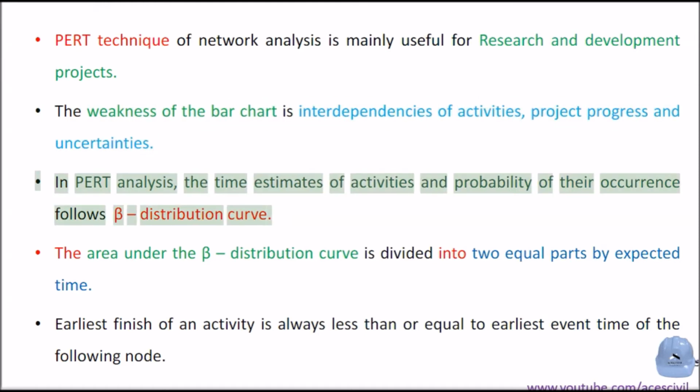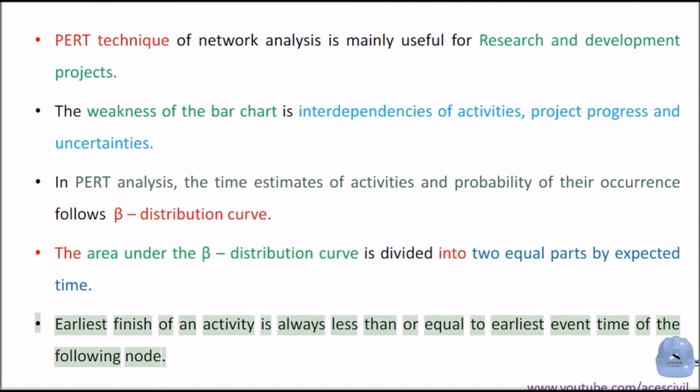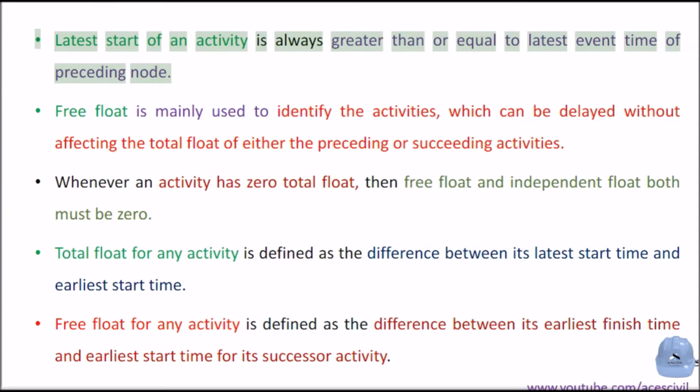In PERT analysis, the time estimates of activities and the probability of their occurrence follow the beta distribution curve. The area under the beta distribution curve is divided into two equal parts by the expected time. Earliest finish of an activity is always less than or equal to the earliest event time of the following node. Latest start of an activity is always greater than or equal to the latest event time of the preceding node.